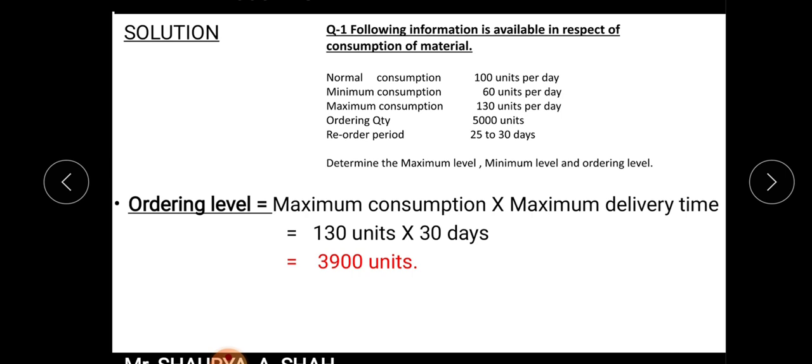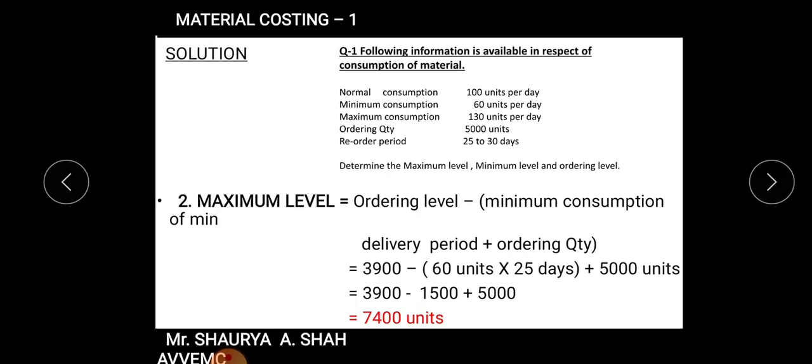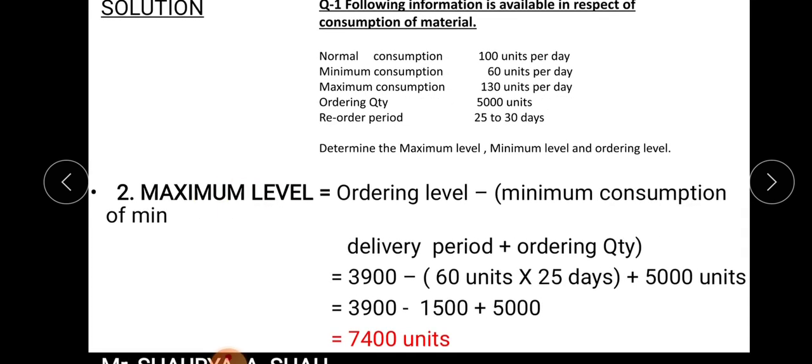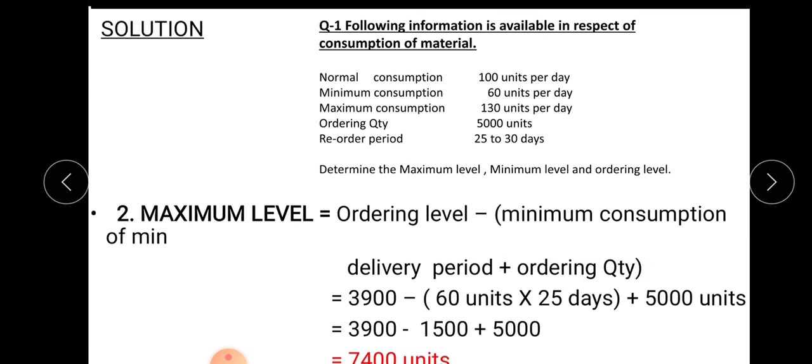Okay, so the second question asked is your maximum level, right? What is the formula of maximum level, students? Ordering level minus minimum consumption into minimum delivery period, plus ordering quantity. Keep in mind, ordering level is separate and the entire thing is in bracket. So everything is given in the sum, students. Ordering level, we have just now found in the previous step, 3900, minus minimum consumption, which is also given, 60 units.